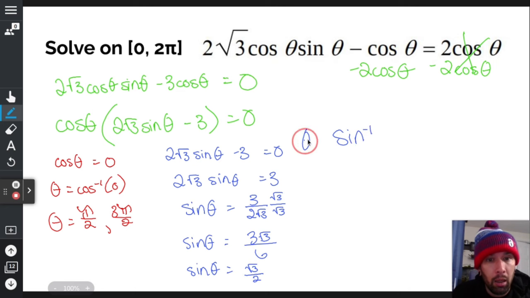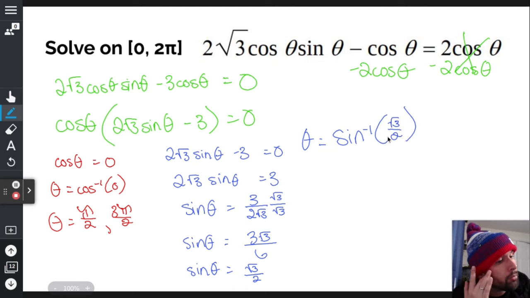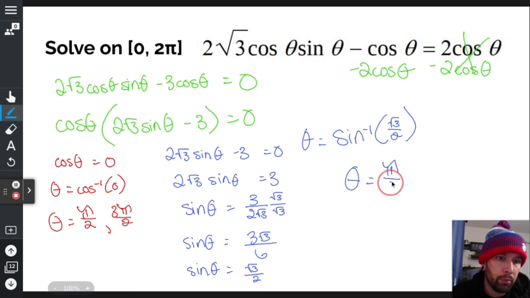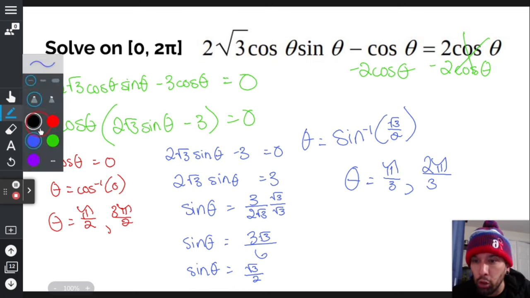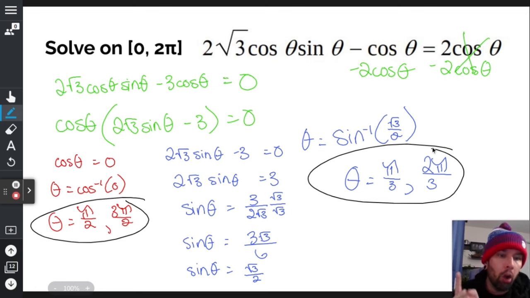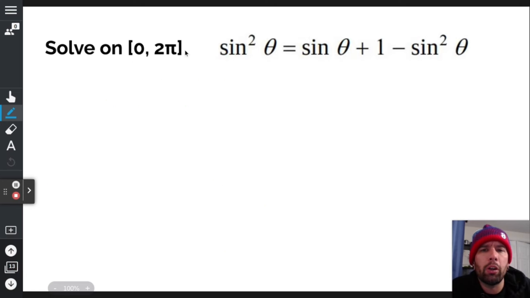And so theta is going to be the inverse sine of root 3 over 2. So very similar to the last one, the inverse sine of root 3 over 2 is pi over 3 and 2 pi over 3. And that's the only 2 spots, as long as the period is normal, that you have to worry about between 0 and 2 pi. So my final answer is going to be u and u, all 4 possibilities. Yeah, pretty awesome.